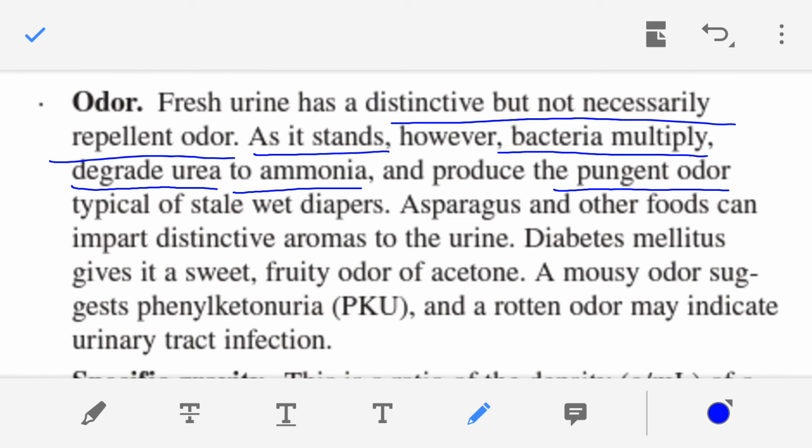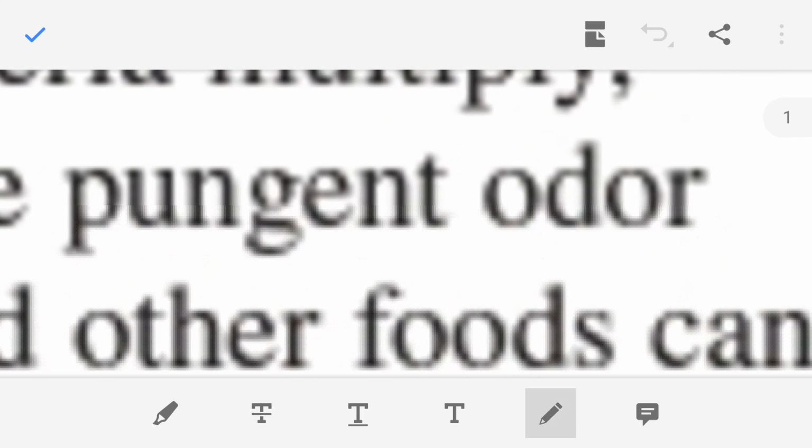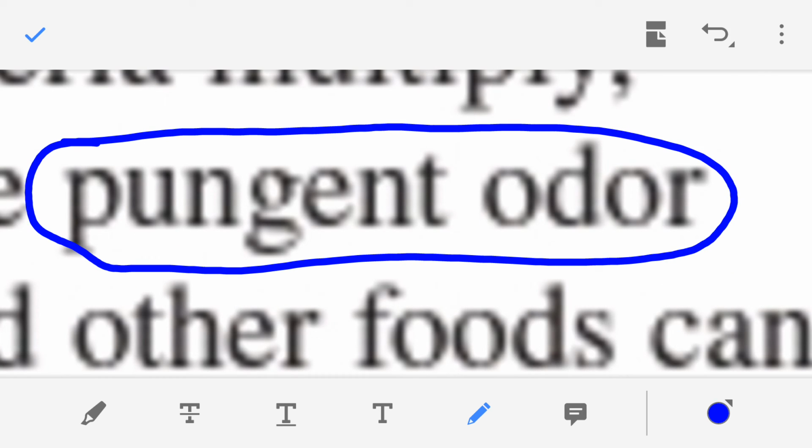Okay, so the pungent odor is coming due to when the ammonia is formed. Now you might have experienced this pungent odor of the urine. Okay, let me highlight this pungent odor. So I would like to give you one example.